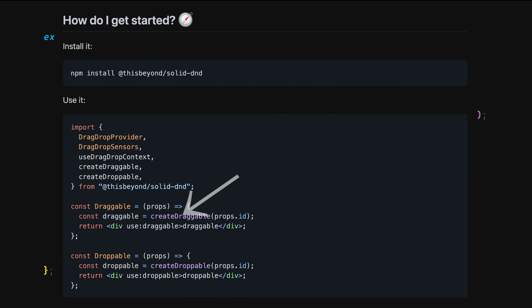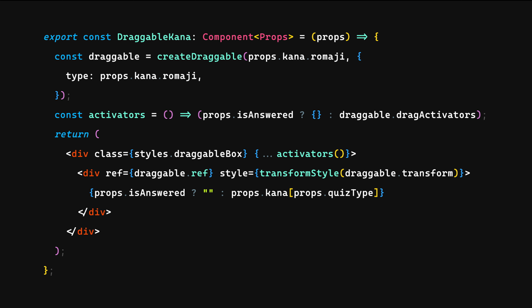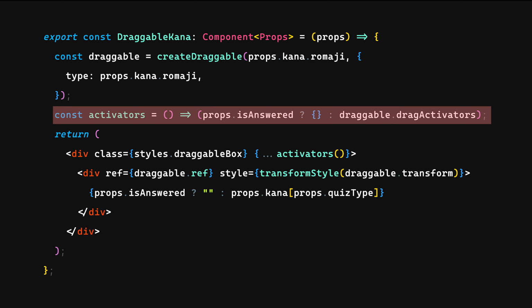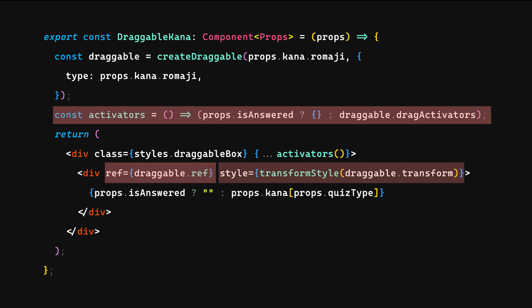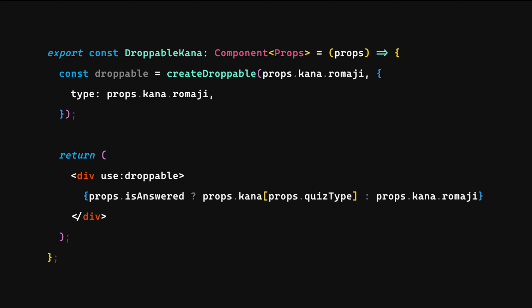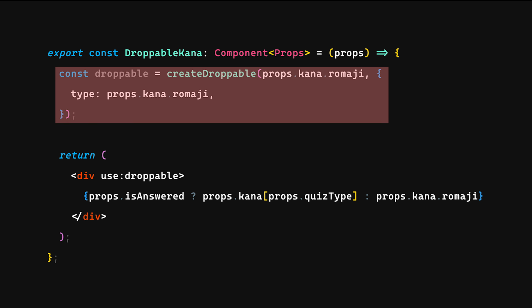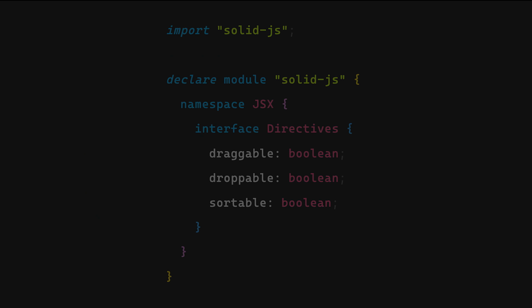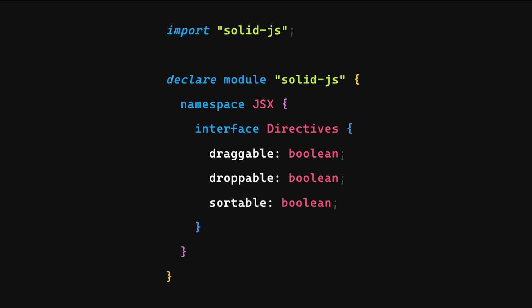Ordinarily, you would write use draggable in the component properties, but because we need to disable the dragging after removing it to the correct spot, we can use the activators together with the ref and style to control whether the dragging is disabled or not. Next up, let's create the droppable component, which we will do just by using create droppable and use droppable directive. Quick tip, if Typescript is complaining about the directive, you need to define a type for it, and that's gonna fix it.